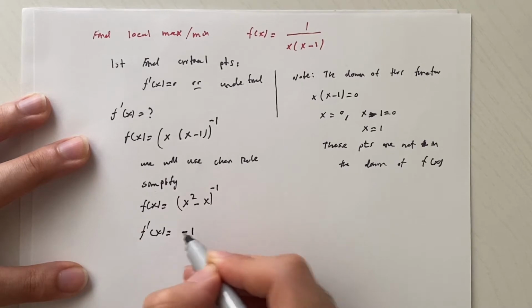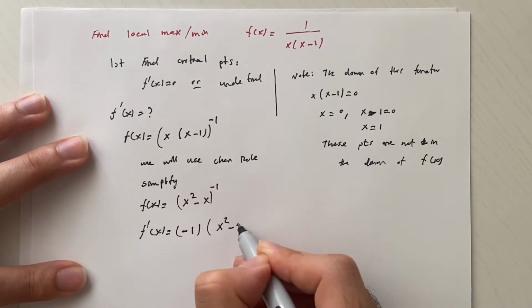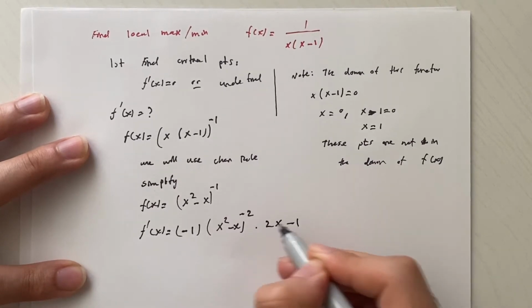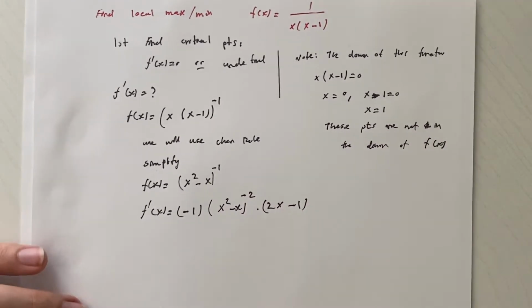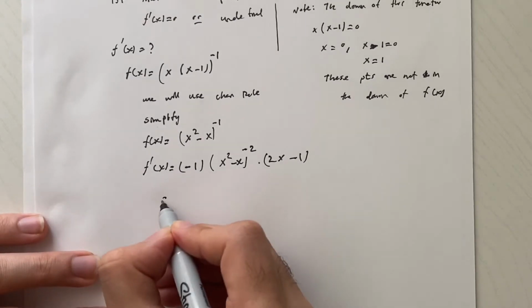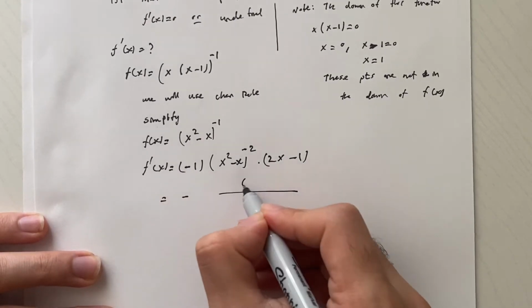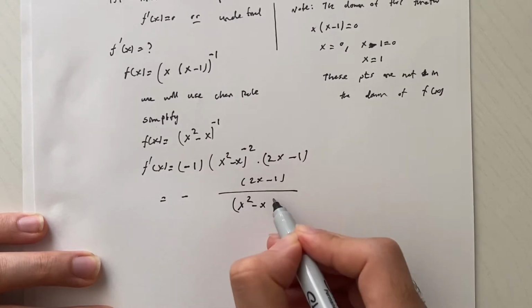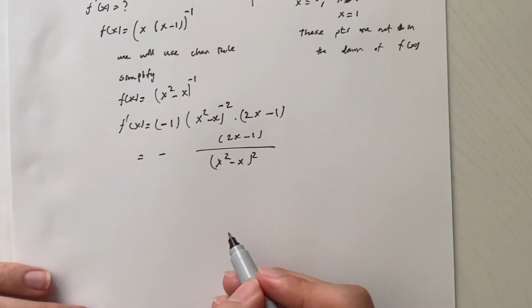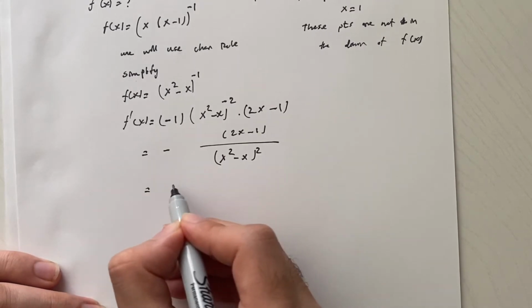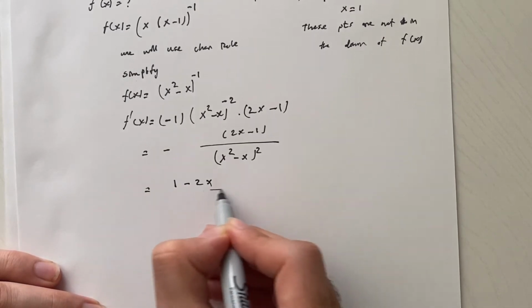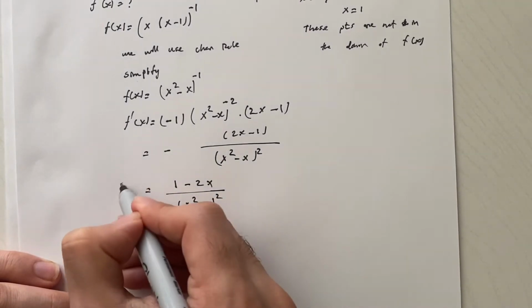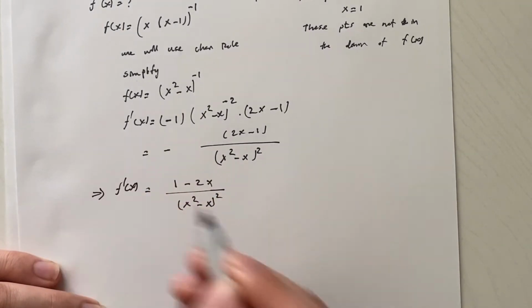Now we are ready to find the first derivative. It's going to be minus 1 times (x squared minus x) to the minus 2. Then, using the chain rule, times (2x minus 1). Now we can bring this to the bottom, so it's going to be 2x minus 1 over (x squared minus x) squared. Notice that we have a negative sign in front, so we can get rid of that by multiplying it into what's inside the parentheses. Now this is f prime of x.